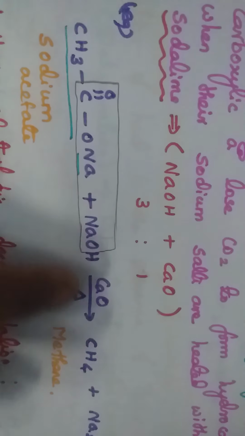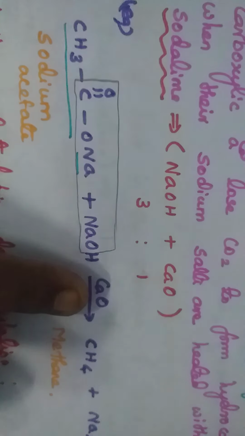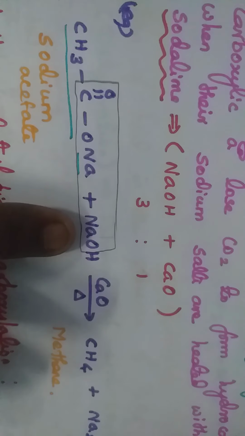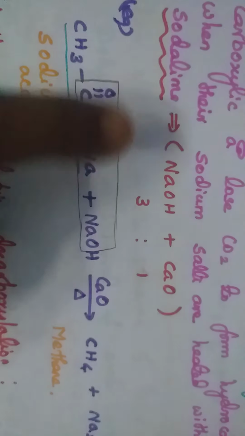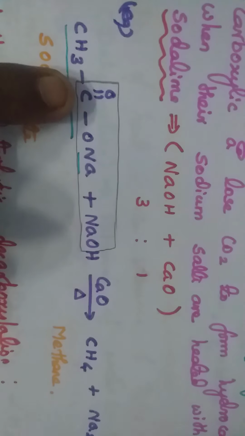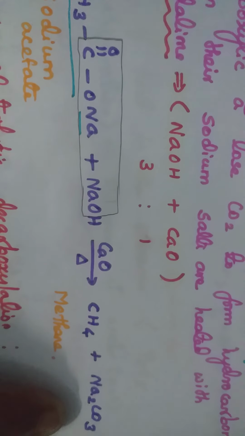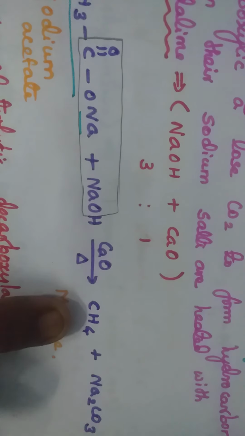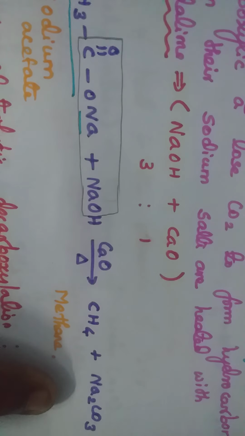And it is heated with soda lime. Soda lime is nothing but NaOH and CaO. CaO does not involve in the reaction; it is used as a flux. NaOH is involved in the reaction. How is this NaOH involved in the reaction? With the removal of Na2CO3. So Na2CO3 goes out and we get methane. So our main product is methane with the removal of sodium carbonate.